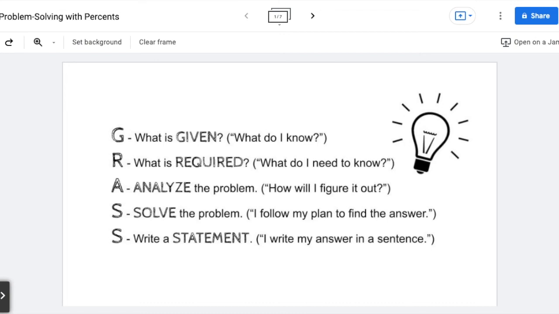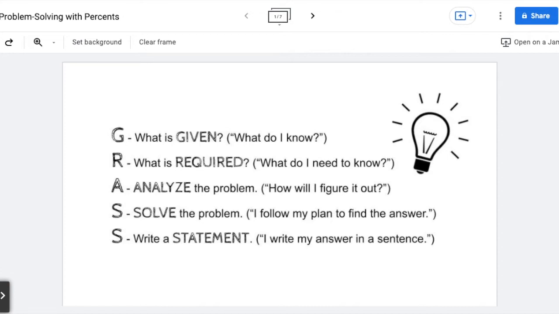One helpful strategy that you can use when working with word problems is the GRASS strategy. If you recall, G stands for what is given. In other words, what do I know? What do the words in the problem tell me? R stands for what is required. What do I need to know? What's missing that I need to figure out in order to solve this problem?